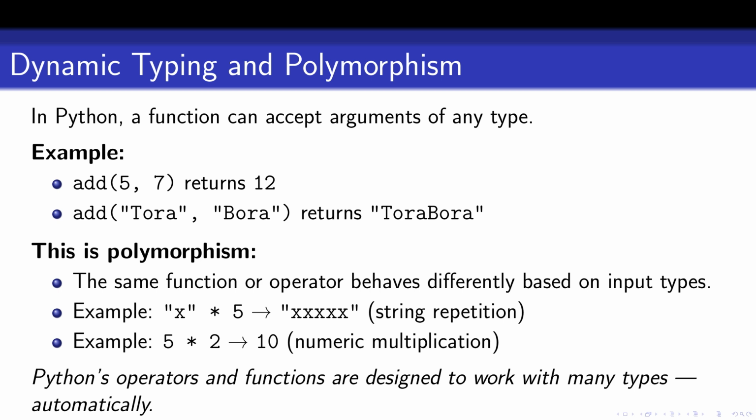Python's built-in operators exhibit the same kind of polymorphic behavior. For instance, multiplying a string by an integer results in repeated strings, while multiplying two integers gives a product. This dynamic behavior makes Python functions flexible and expressive, but it also requires you to be mindful of what types your functions are receiving and returning. Well-documented expectations, or type annotations, can help avoid errors when working with dynamically typed arguments.